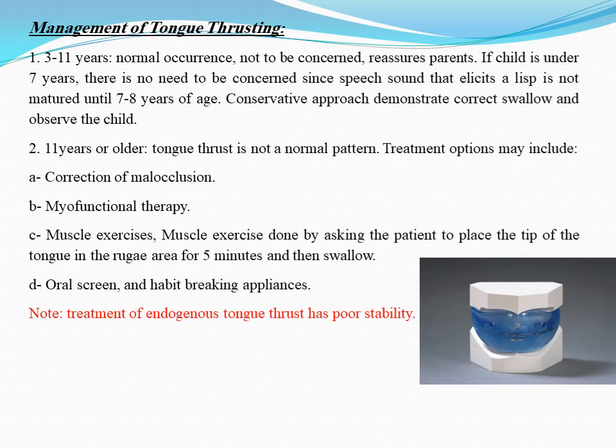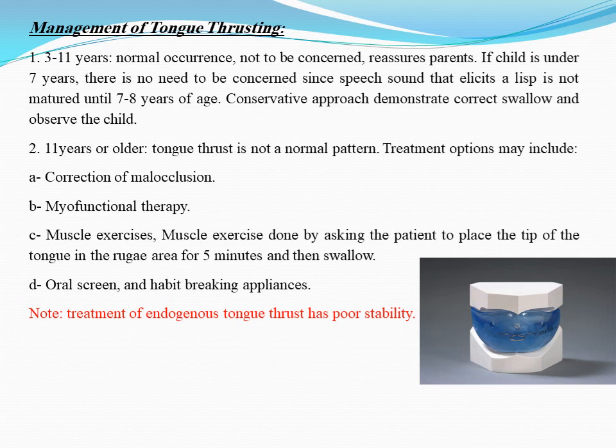Management of tongue thrusting. Number 1, if the child is between 3 and 11 years, this is considered a normal occurrence during this period. Not to be concerned, and only assure the parents. If the child is under 7 years, there is no need to be concerned, since speech sounds that affect the lisp are not mature until 7 to 8 years of age. Only a conservative approach is done: demonstrate the correct swallow for the patient and observe the child from time to time.